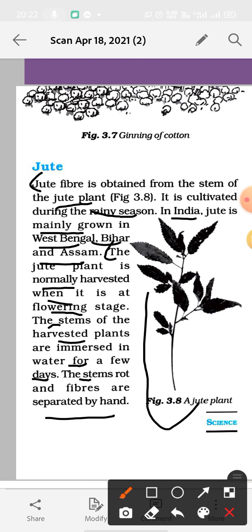The stems, root and fibers are separated by hand. ये किससे separate किए जाते हैं? Through our hands. The stems, root and fibers are first separated by hand. Okay, students.